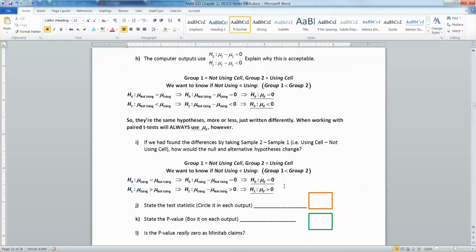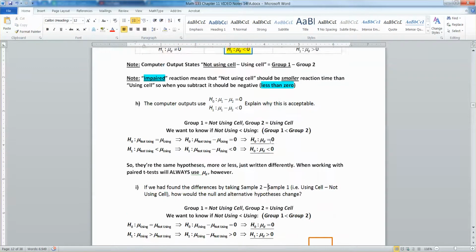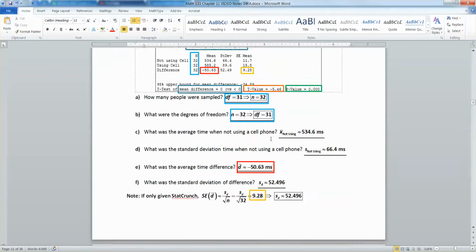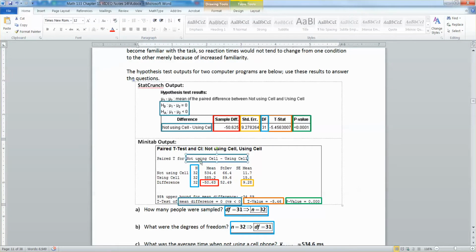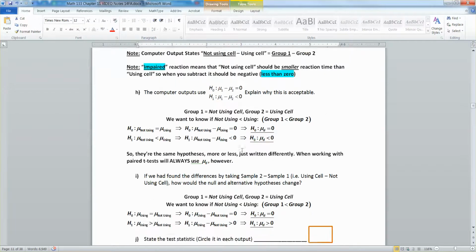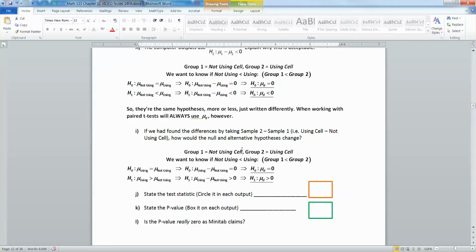And this is why I tell you, you've got to be very, very careful with how you set up your hypotheses. It's all based on how your sample is. If your sample is this direction, you're going to go greater. If the sample is the other direction, not using minus using, which they have set up here in that gray box, green or teal box, then it's going to be a less than. So these tests could swing either direction depending on what your setup is.